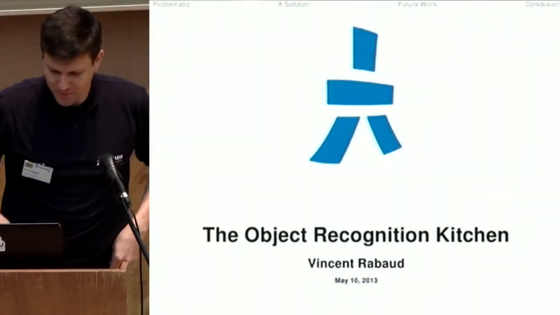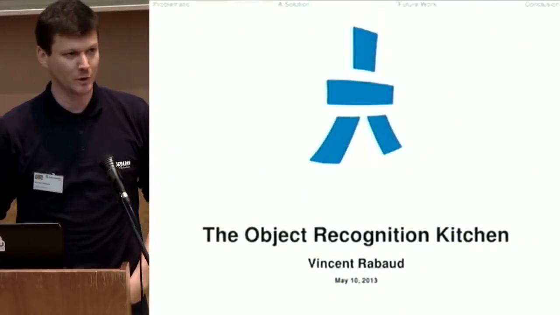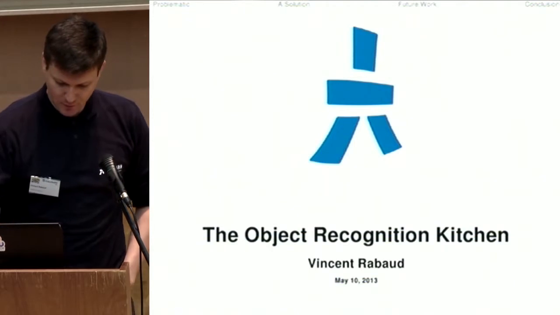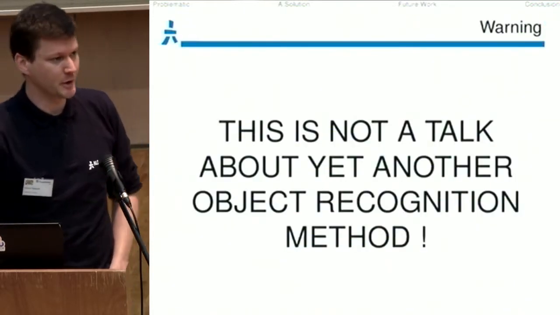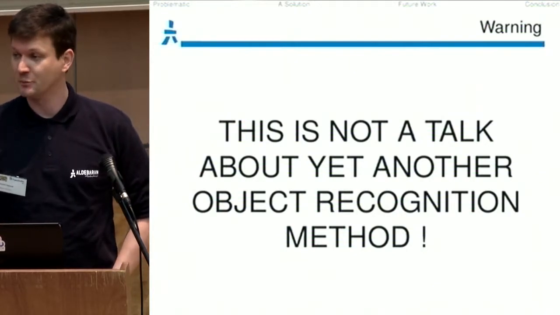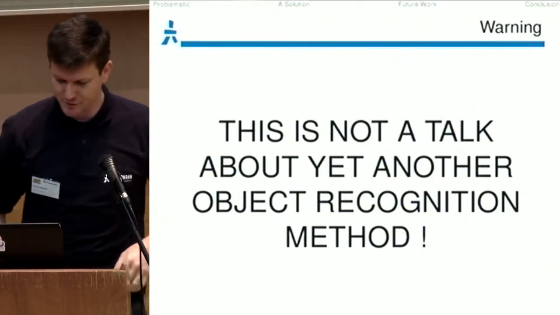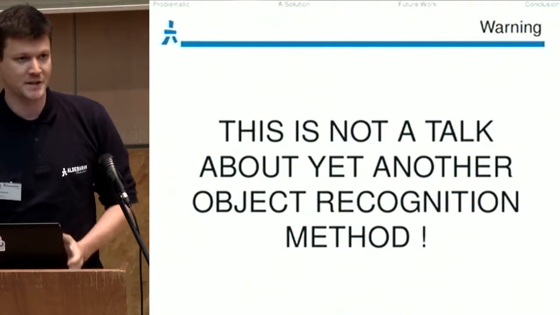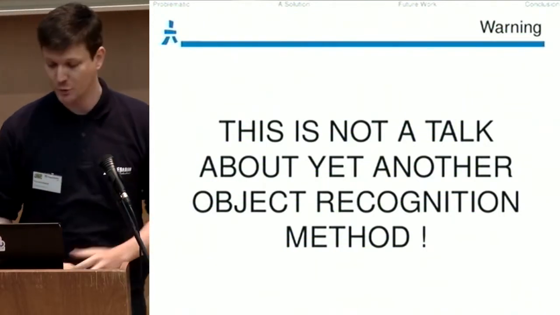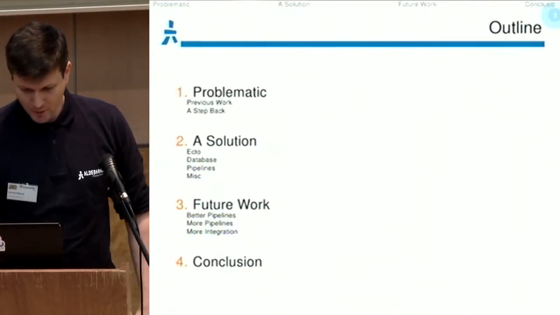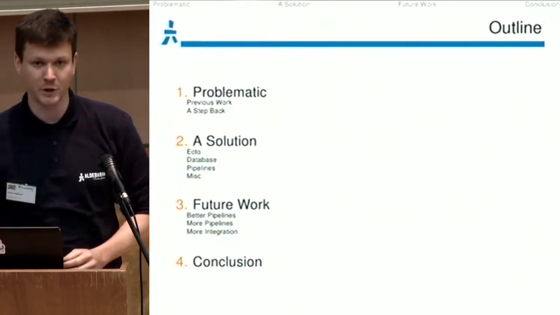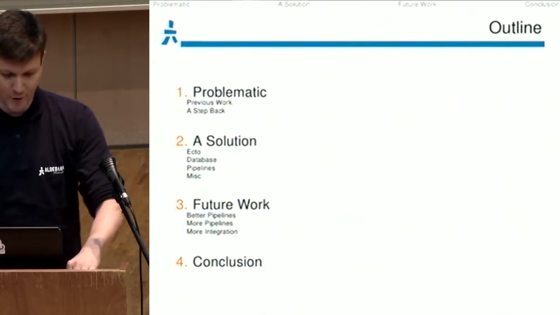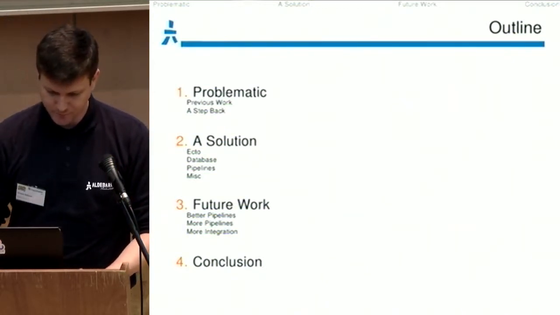Okay, so this is work that was mostly done at Willow Garage. First of all, this is not a talk about yet another method for object recognition. There are much better, smarter people, better libraries, better papers, more suited conferences for that. This is how we think we could make it more usable. Well, of course, we'll go through a problematic and then the solution we propose to actually make object recognition usable for robotics and for the ROS community.